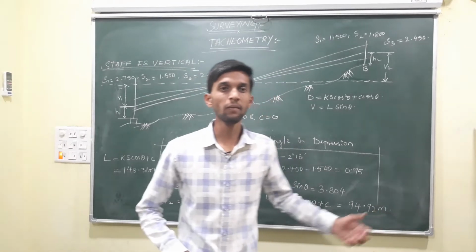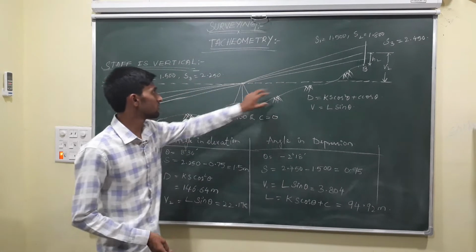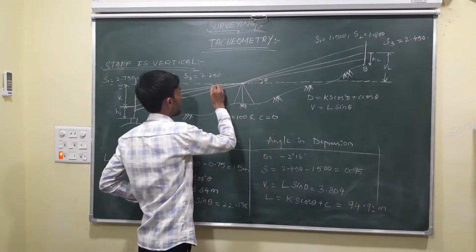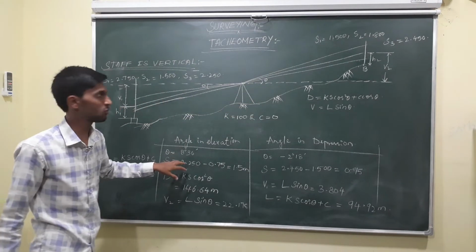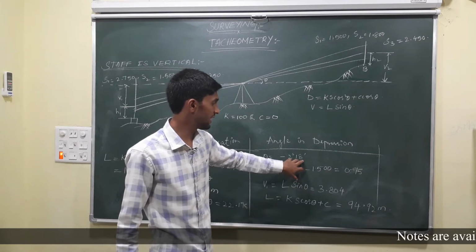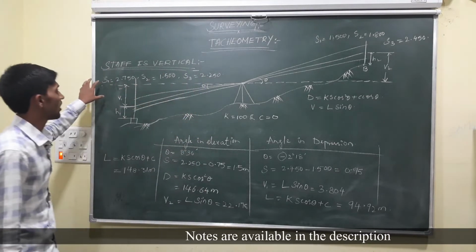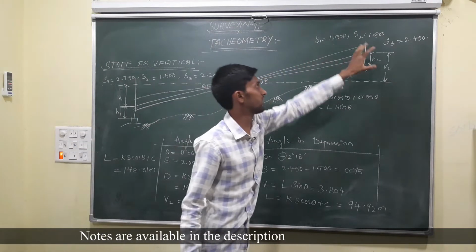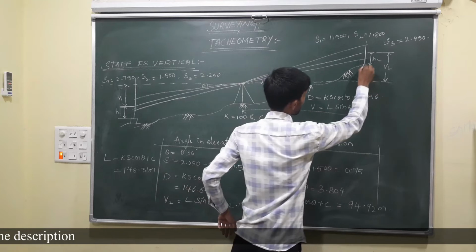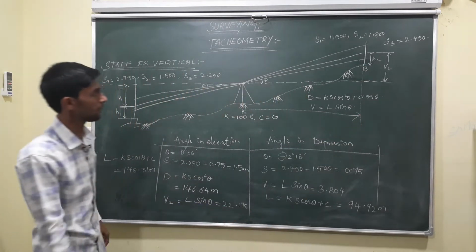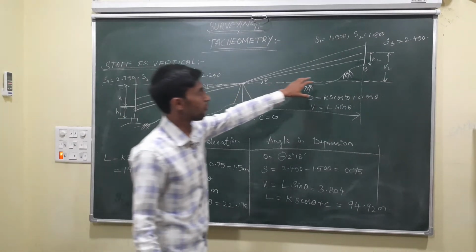Let's do a problem on when the staff is vertical. Okay, here the problem is one angle is in elevation and another angle is in depression. The elevation angle is 8 degrees 36 minutes and the depression angle is 2 degrees 18 minutes, and the negative sign indicates that the angle is in depression. The staff readings are given as S1, S2, S3. We have to find out the distance D and the RL of point B.